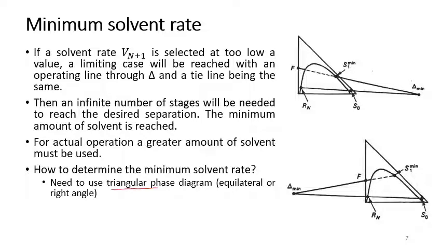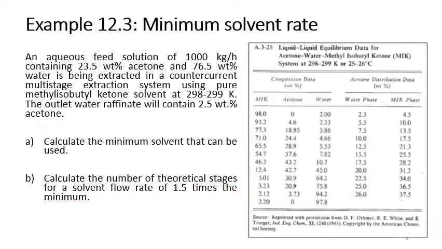We need to use the triangular phase diagram. We can either use equilateral or right angle, but I think it's more practical to use the right angle triangle diagram. Okay, so let's go straight to an example to determine the minimum solvent flow rate.